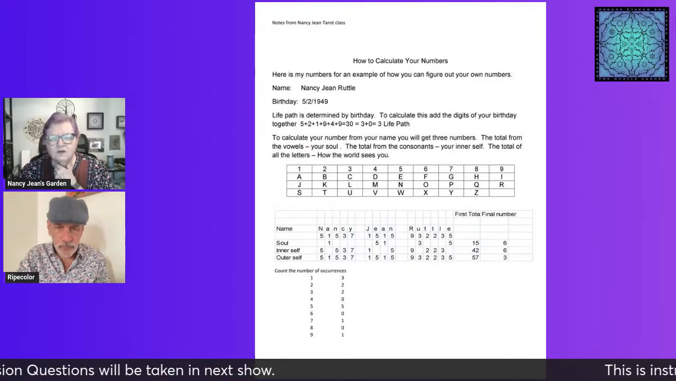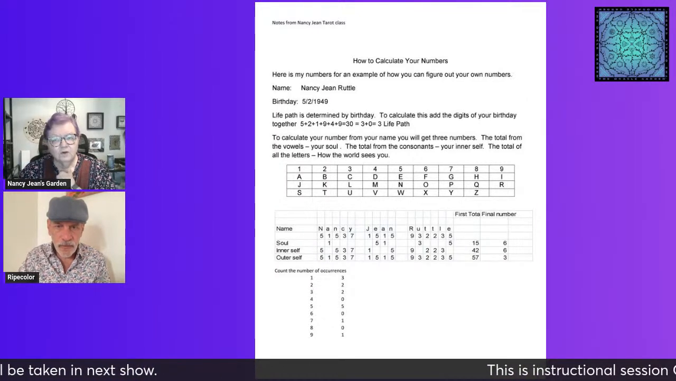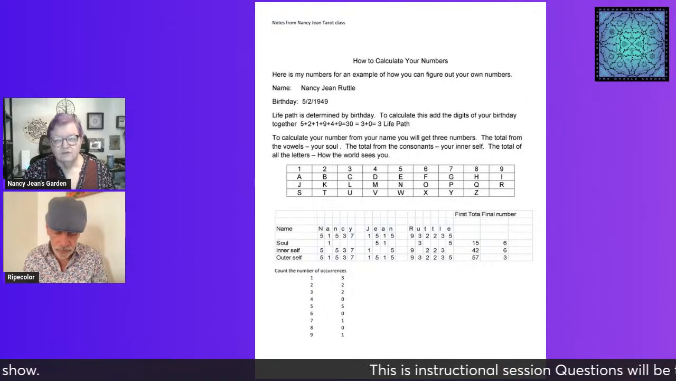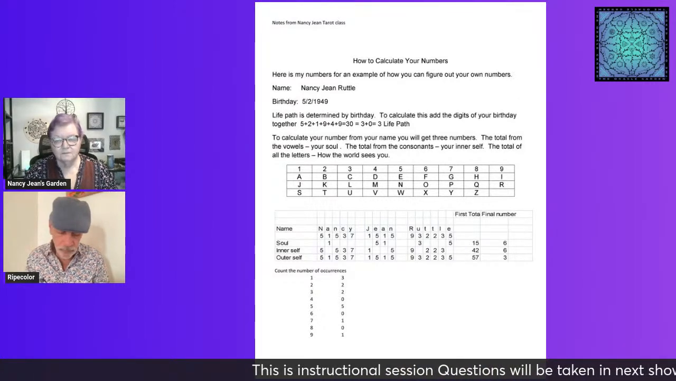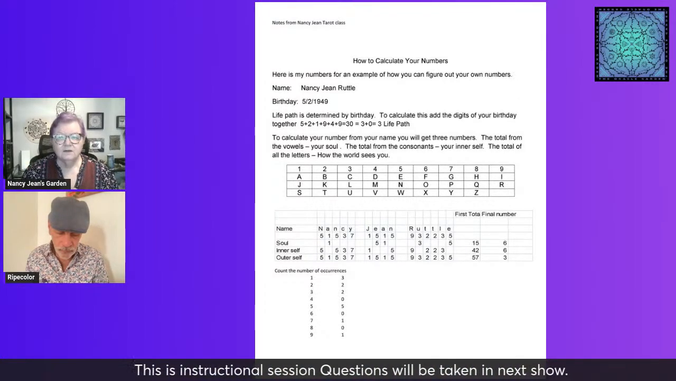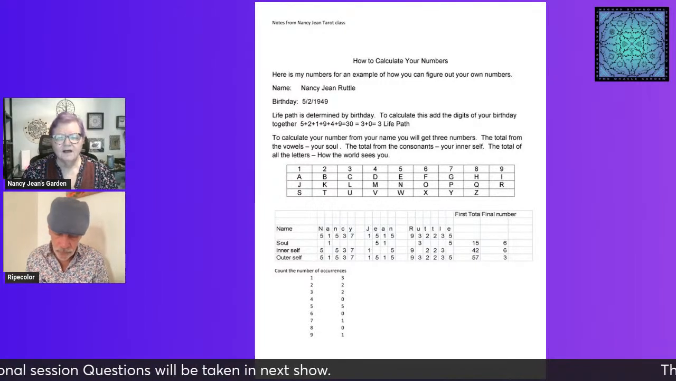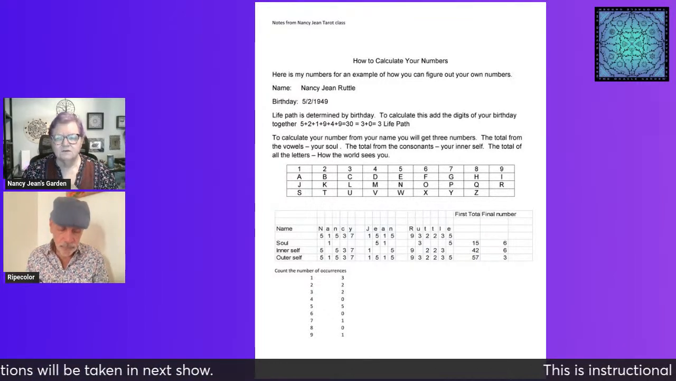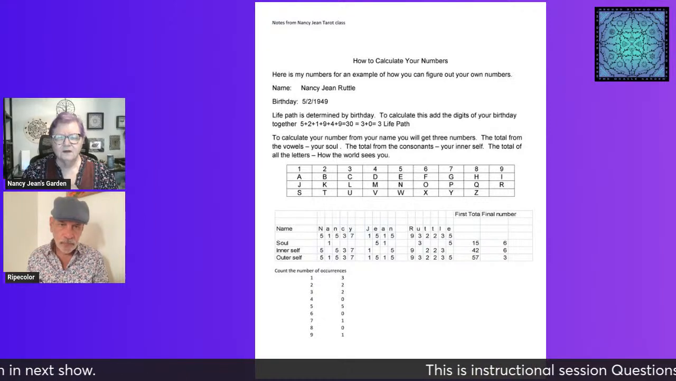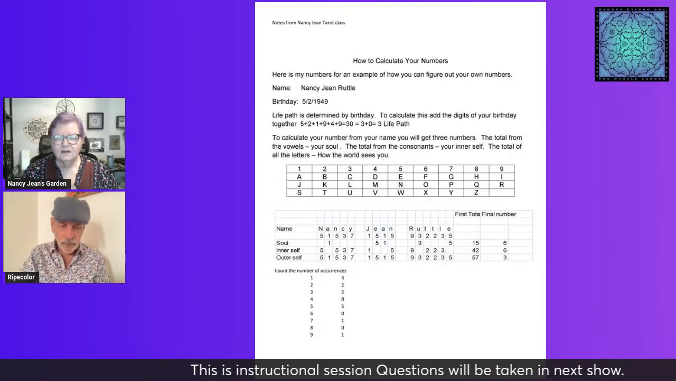The way you work numerology is you always reduce everything to a single digit. So when you add my soul across, it's a 1, a 5, a 5, and anyway, it comes out to be a 16. How did I get that to be it?